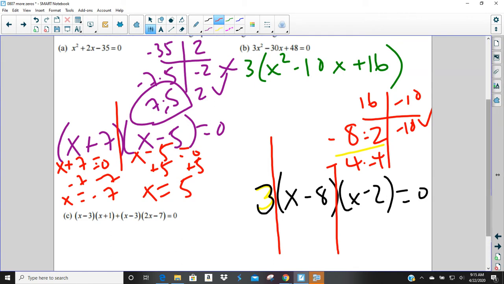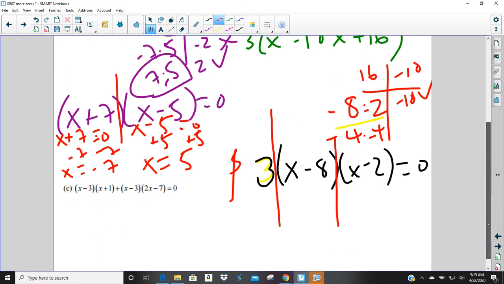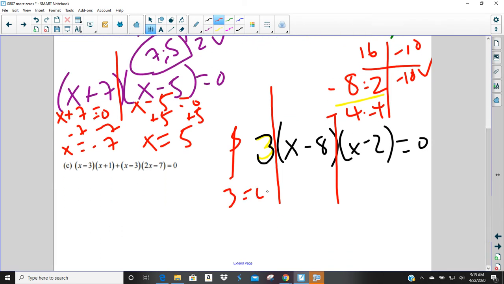Obviously, in this case, why does it do this sometimes? 3 equals 0 is not true, so that gets thrown out. 3 does not equal 0. 3 equals 3. So then I'm left with x minus 8 equals 0 and x minus 2 equals 0.